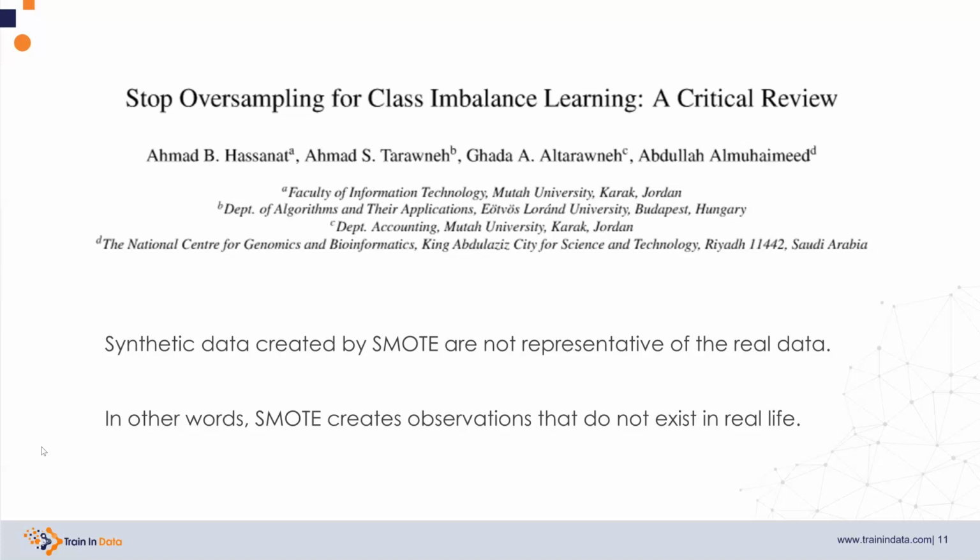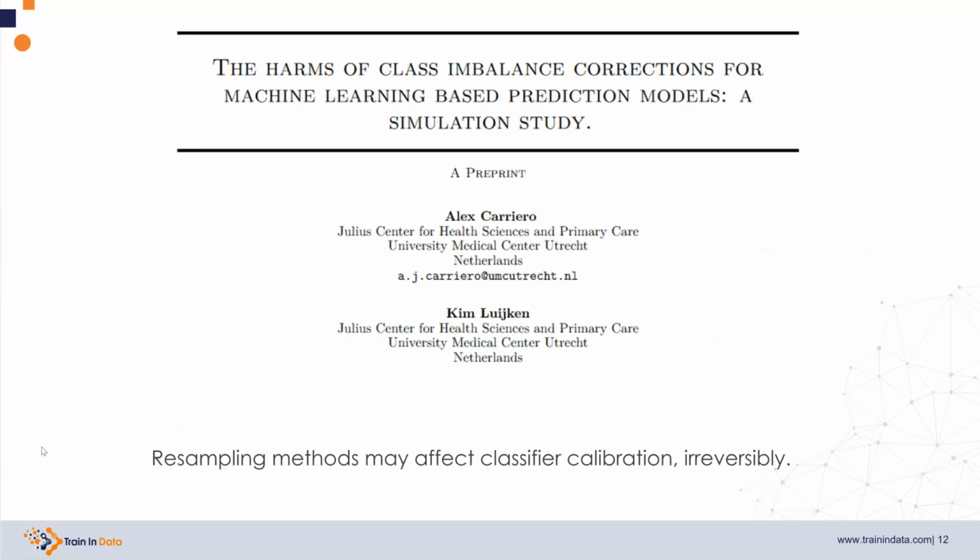And finally, to wrap up the new discoveries in terms of working with imbalanced datasets and the use of sampling, there was another article this year in 2024 that says that using rebalancing techniques, so either under or oversampling, in particular algorithms related to SMOTE, harm machine learning-based prediction models in the sense that they irreversibly affect the classifier calibration.